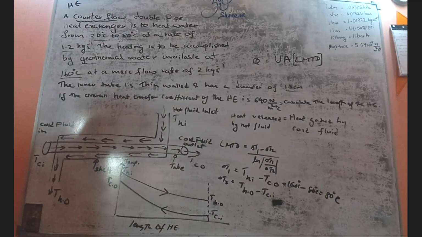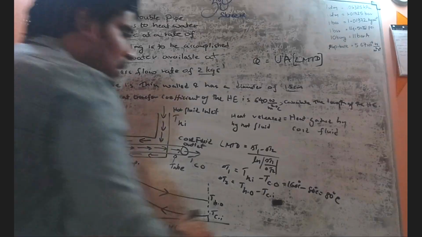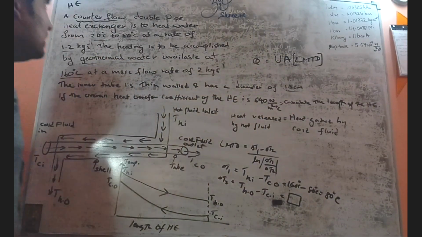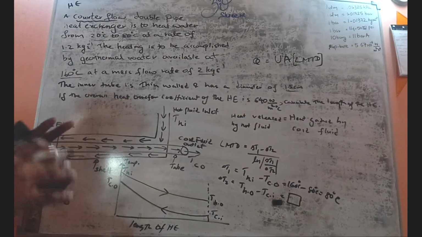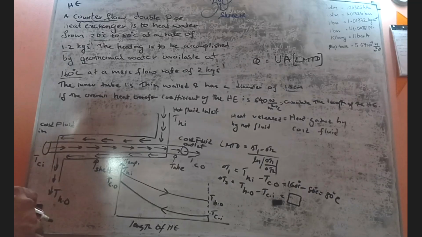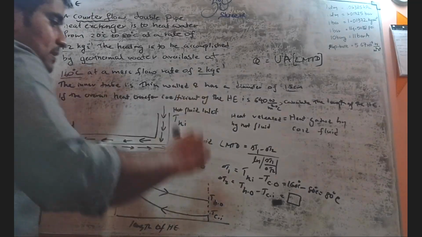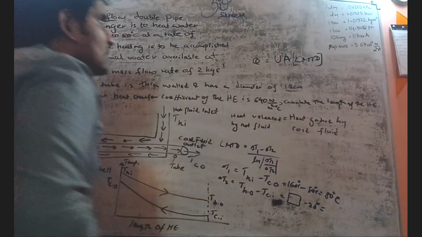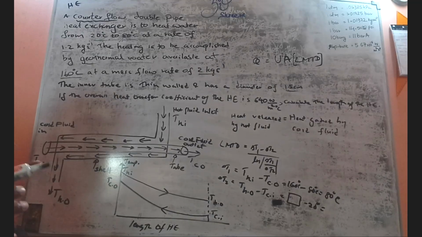And what is the hot fluid outlet temperature? That is not given, unknown. I'll put a box there. Hot fluid outlet temperature we do not know. Okay, doesn't matter, let's keep it like that. Minus what is the cold fluid inlet temperature? That is 20. So now, this is how we have to find that.